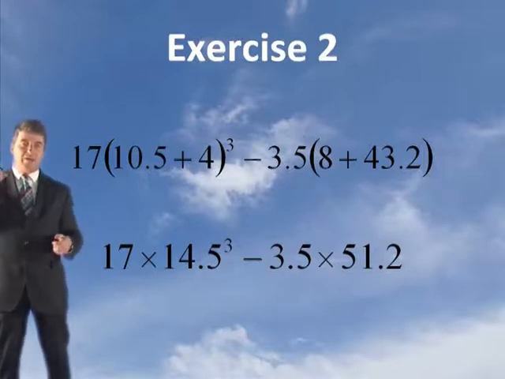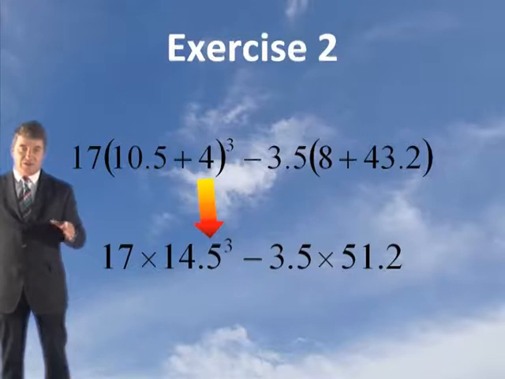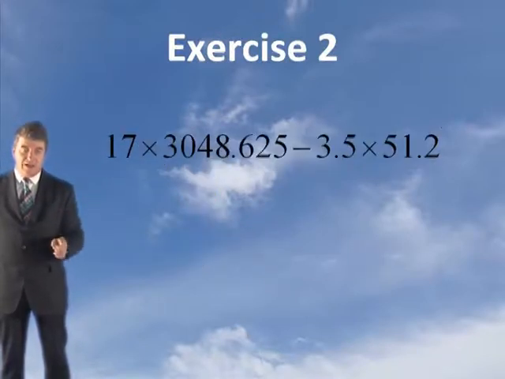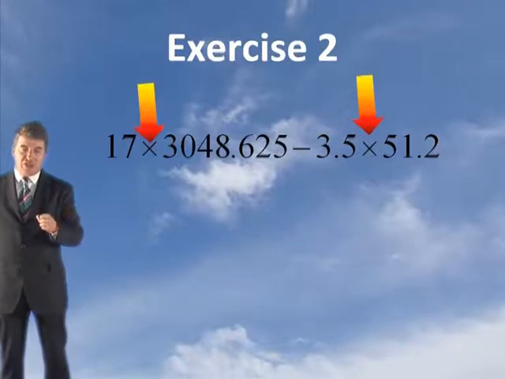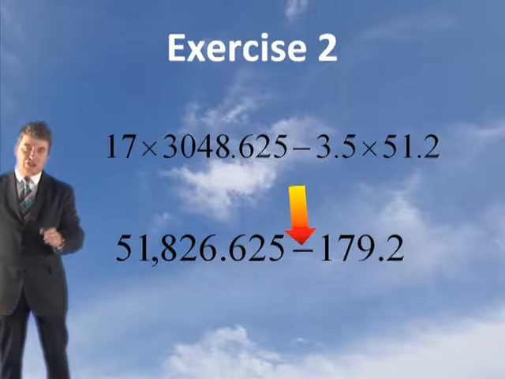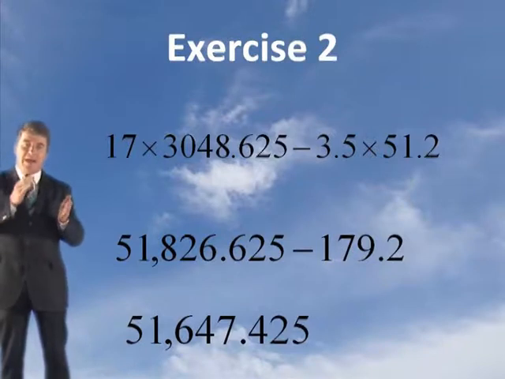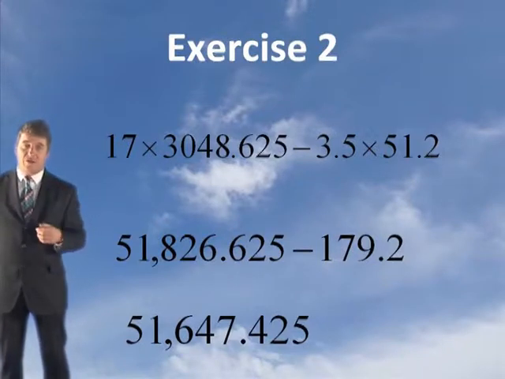Once you've sorted out the brackets, now you can get rid of those brackets. You apply BIDMAS again, sorting out the indices again. Now you've got an indices which is 14.5 cubed. You sort your indices first. Then you carry out your multiplication again, which gives you this. And you finally carry out your subtraction. Final answer, 51,647.425. Do you understand how you use BIDMAS, brackets first, then BIDMAS again? BIDMAS makes sure you get it the right way.